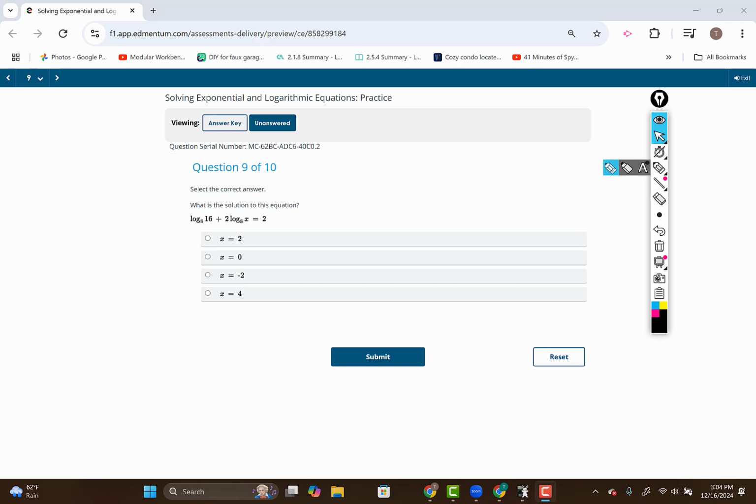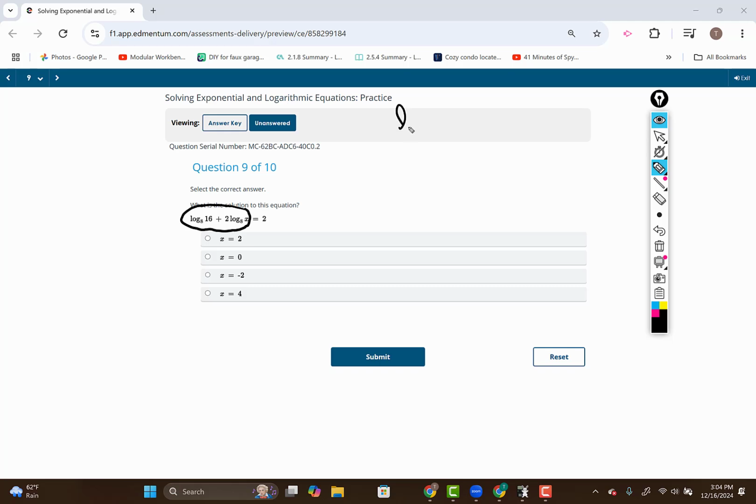Question 9. What is the solution to the equation? Log base 8 16 plus 2 log base 8 x equals 2. So typically when you have two logarithms and they're on the same side as one another, we need to condense this. Somehow we need to condense those two logarithms into one.